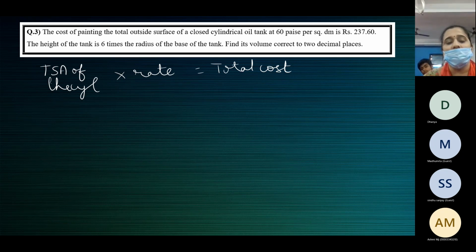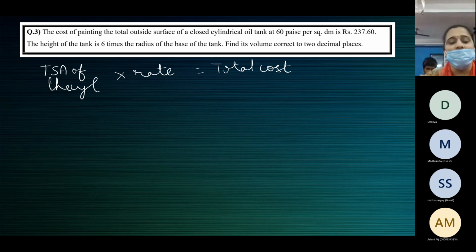There is rate here, there is total cost there. And why are you spending that money? For what work are you spending that money? Because you're painting the total outer surface of the cylinder. And what is that outer surface? Total surface area. What's the formula? 2 pi r into r plus h.